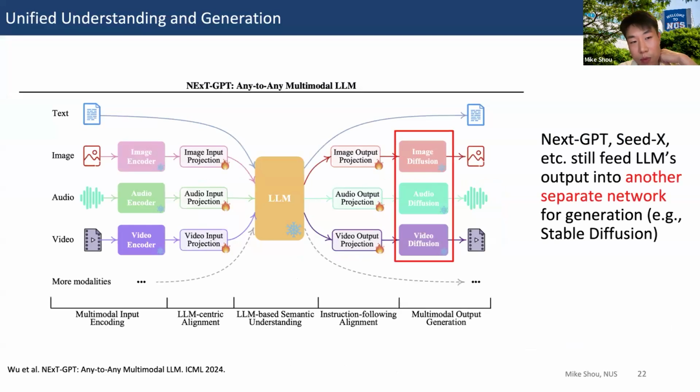The idea behind this work is that we want to do unification, and this idea has already been explored in work like NExT-GPT, which can do any-to-any modality mapping. The LLM is frozen, and it can take in modalities like text, image, audio, and video. It can not only generate text but also image, audio, and video, because it is connected to an image diffusion model, audio diffusion model, and video diffusion model through projection layers. So this is a kind of unified system, but the LLM and diffusion models are still two isolated models.